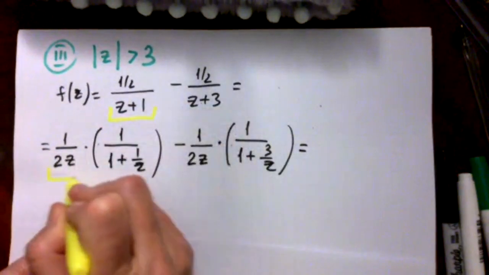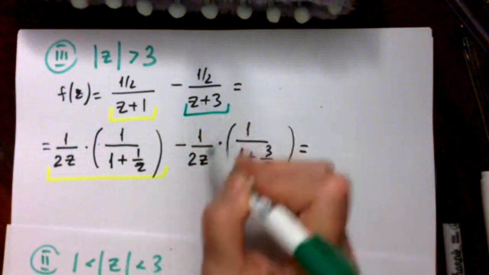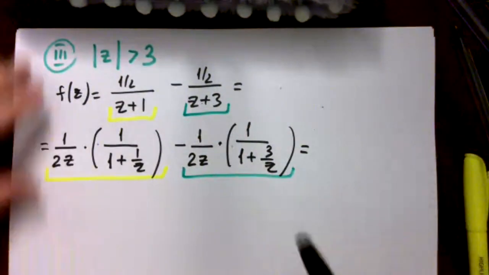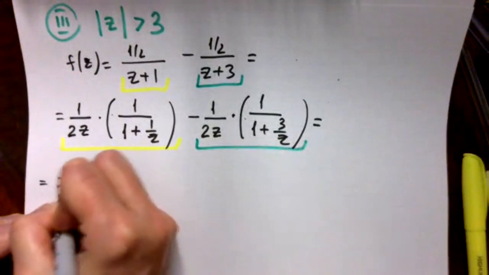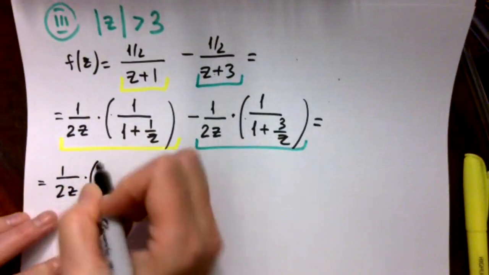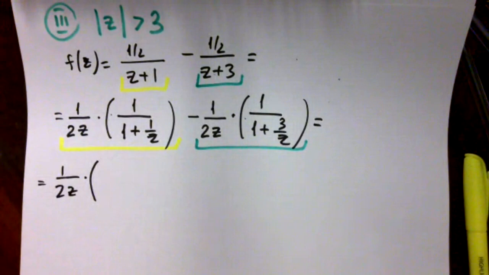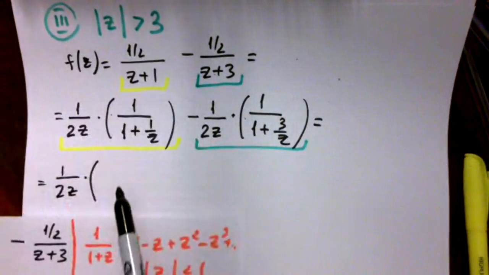Okay, so the yellow one will correspond to the first term, and the green one will correspond to the second term. I'm doing this not to get confused because there's too much writing on the screen for you probably. What about the first term, the yellow one? Well, we use the same canonical expansion.